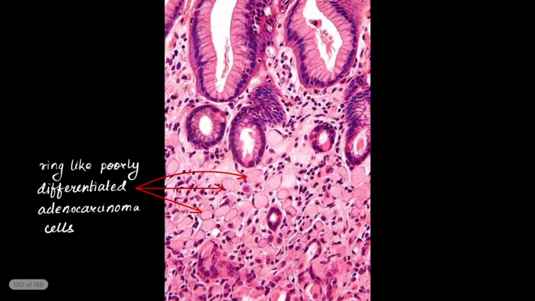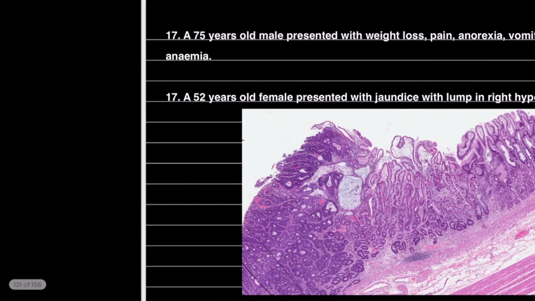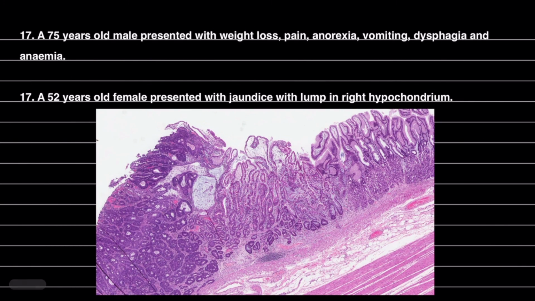Another feature is you can find these highly undifferentiated cells. So these are poorly differentiated adenocarcinoma cells. So this shows that the case is that of stomach cancer. Here are few practice questions for you, and then you also have the microscopy of gastric cancer.